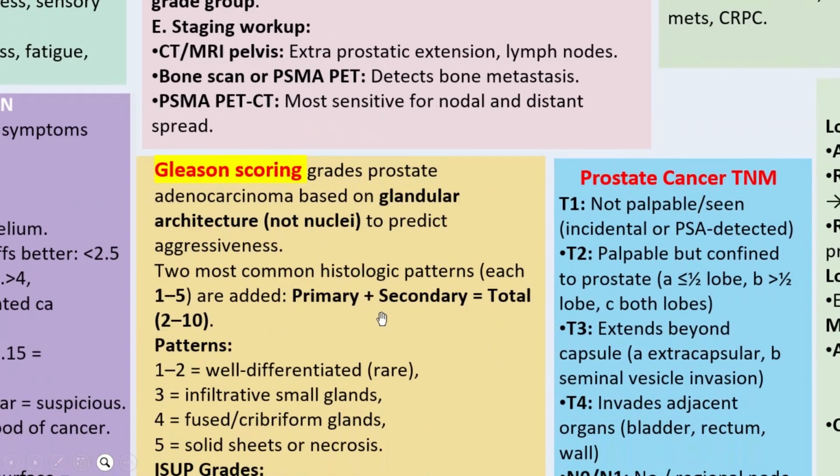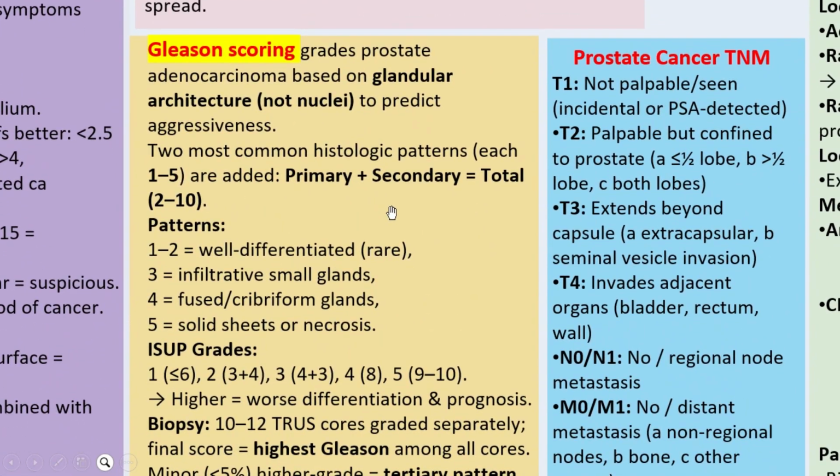So when you look at the Gleason scoring, it's going to grade prostate adenocarcinoma based on glandular architecture. So it uses the principle whereby most times when we have carcinoma of the prostate, we have different histological patterns. And of these histological patterns, we choose the two most common, which we shall consider: one, the primary, which is the most common pattern, and then the secondary, which is the second most common pattern. So we shall report it, for example, as the primary plus the secondary, and then we get a total. And the total is going to range from 2 to 10.